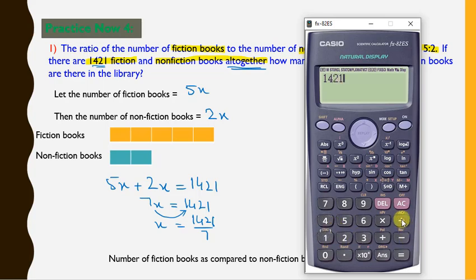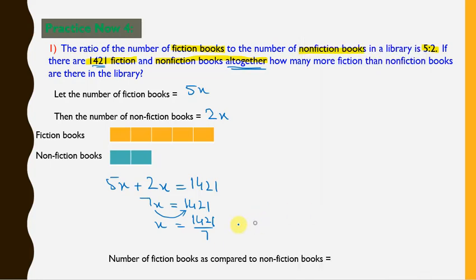1421 divided by 7, and we have 203. So x is 203. Now that is not our answer. How many more fiction than non-fiction books are there in the library?